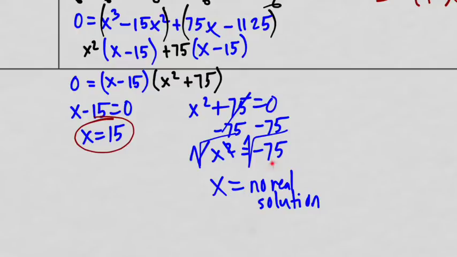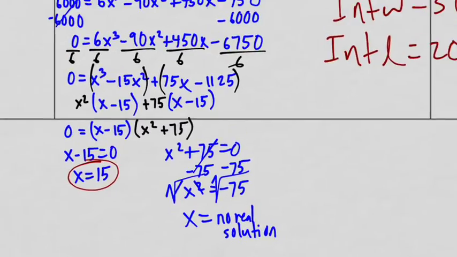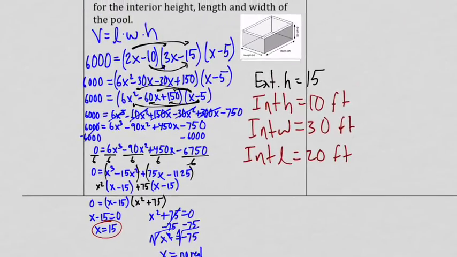The other one gave me a negative inside of the radical, which means that there's no real solution. There's what we call imaginary solutions in that one. So we don't care about it. The only one that works is that one. So I used x equals 15, plugged it into each one of my original pieces, and I got that the interior height is 10, width is 30, length is 20.